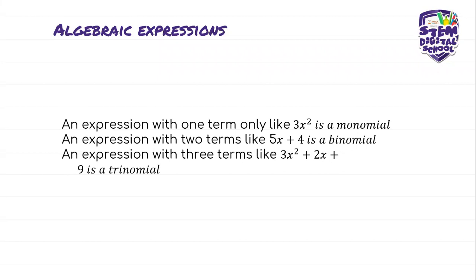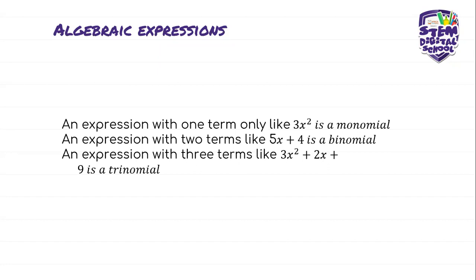Now, without any waste of time, I want us to look at the definitions of algebraic expressions. We are at times told that if you have an expression with one term only, like 3x squared, this type of expression is called a monomial. This is what we mean by a monomial. A monomial is an expression with only one term.